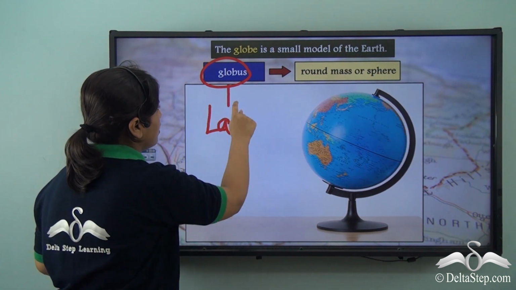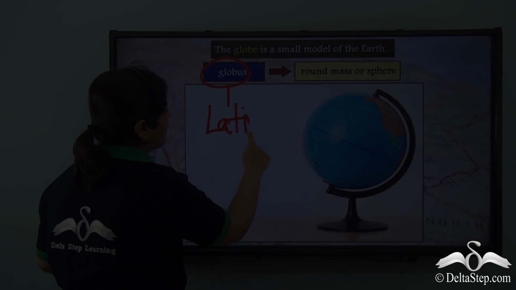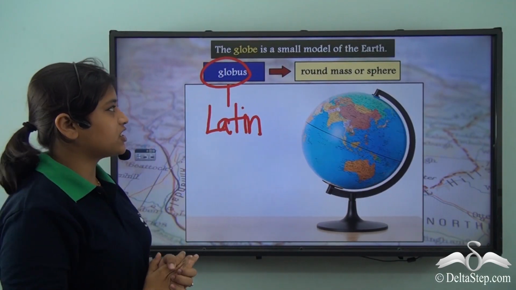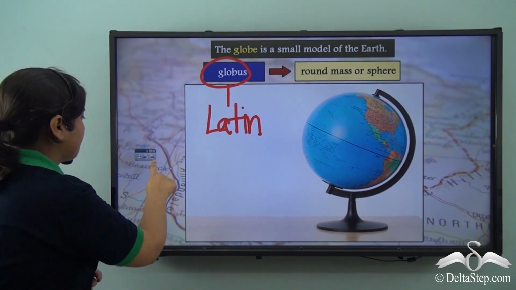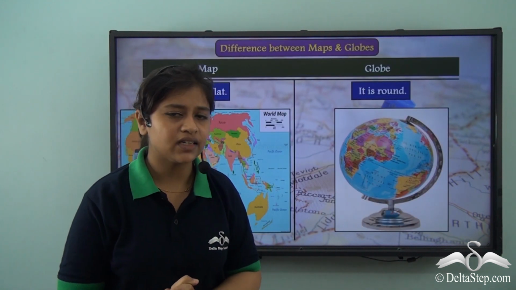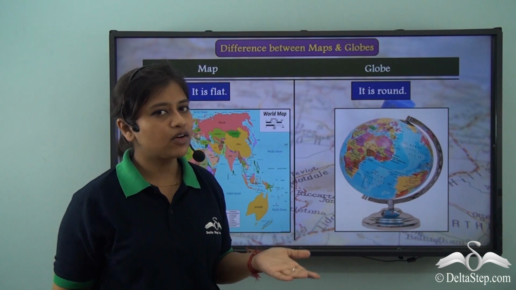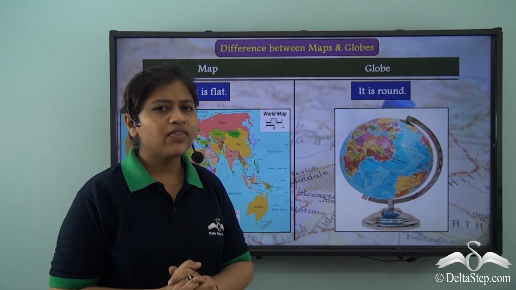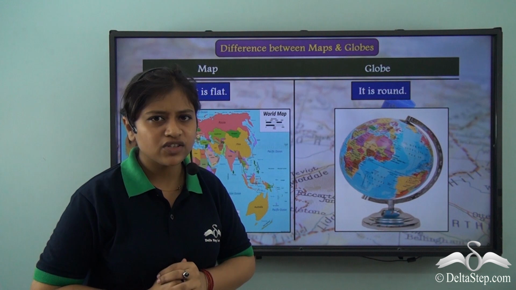Therefore, globus is a Latin word which means round mass or sphere. Okay, so now you must be wondering, if both the map and the globe represent the earth, then what is the difference between the two?